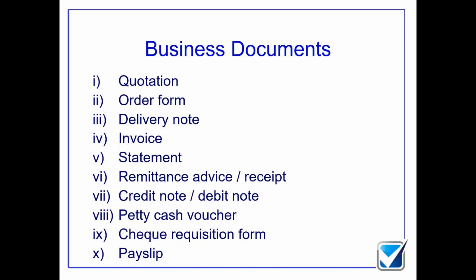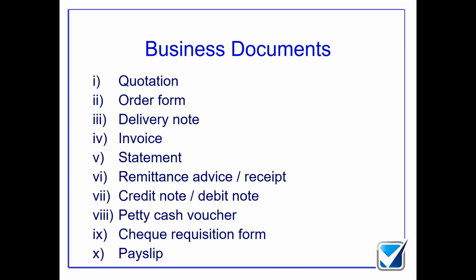The statement summarizes all of the invoices over a period of time and all of the cash payments. So the invoice tells me what's happened for a single transaction. The statement tells me what's happened over a period of time and will include usually several invoices. We then have a remittance advice or receipt. We then have a credit note and a debit note. All of those things will have an impact on the amount I owe somebody or how much they owe me. All of those things will be included within the statement.